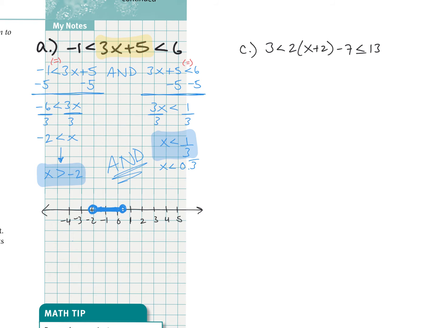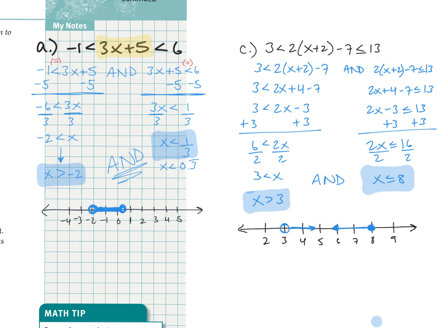So here's what I want you to do. Similar to part A, I want you to split it up into 2 inequalities using the and. I want you to solve both inequalities. And then I want you to go ahead and graph them on a number line. Remember, we're going to see a region where it's connected by 2 endpoints. We're going to have a region where we have our solutions.